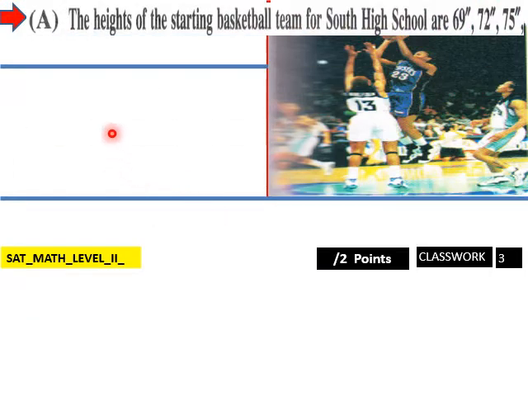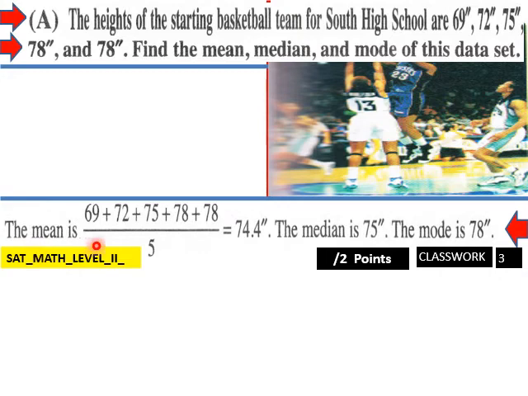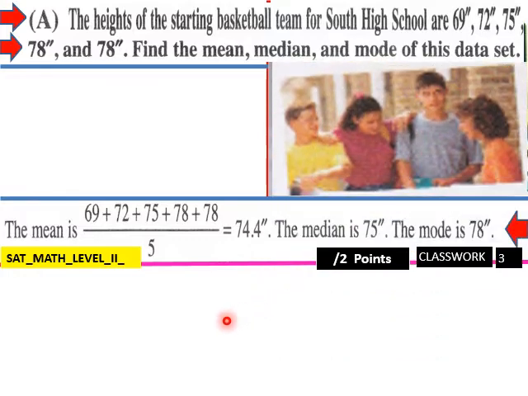So let's get into an example here. A, the heights of the starting basketball team for South High School are 69, 72, 75, 78, and 78 inches. Find the mean, median, and mode of this data set. So here's our mean. We add up all our values, divide by 5. We have 5 entries here. And this will equal 74.4 inches. The median is 75. Here's our median. And the mode will be 78. We got 2 78-inch players.